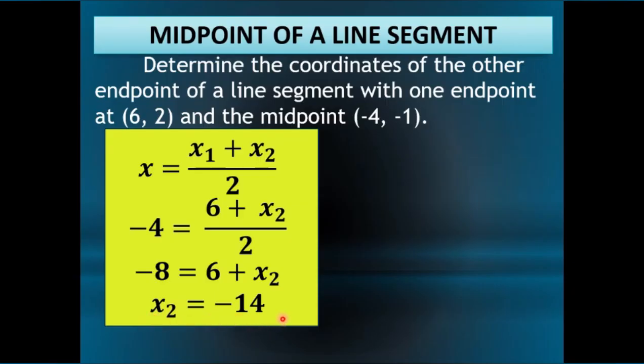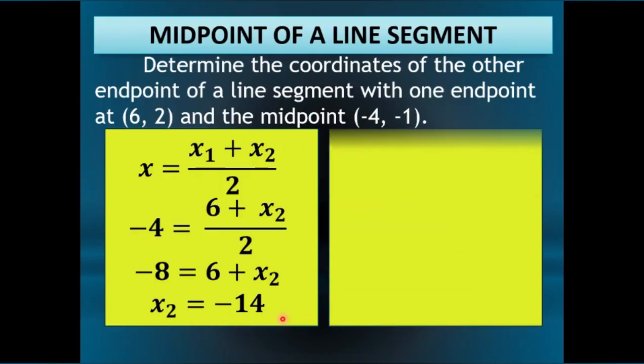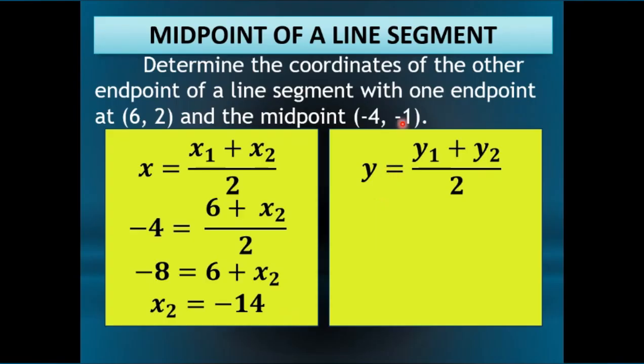And to find the y-coordinate of the other endpoint, given the y-coordinates of the midpoint and the other endpoint, we use y equals y sub 1 plus y sub 2 over 2. Y refers to the y-coordinate of the midpoint, which is -1. Y sub 1 is the y-coordinate of one endpoint, which is positive 2, and y sub 2 is missing.